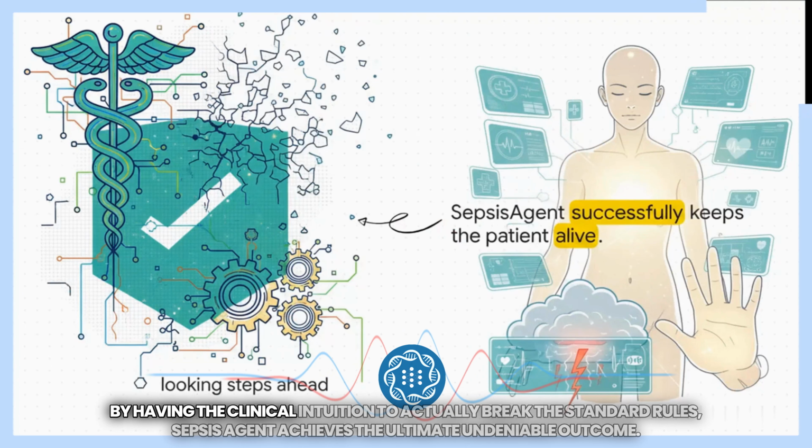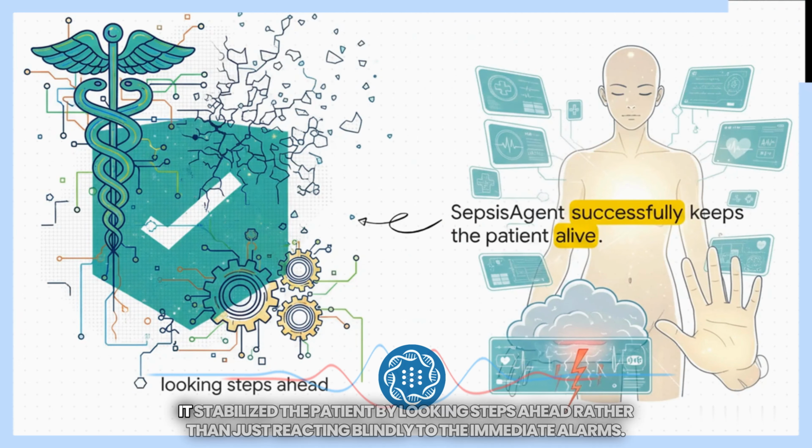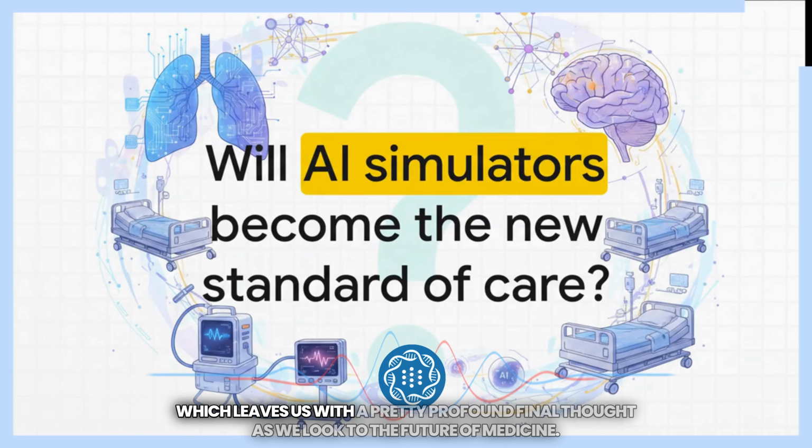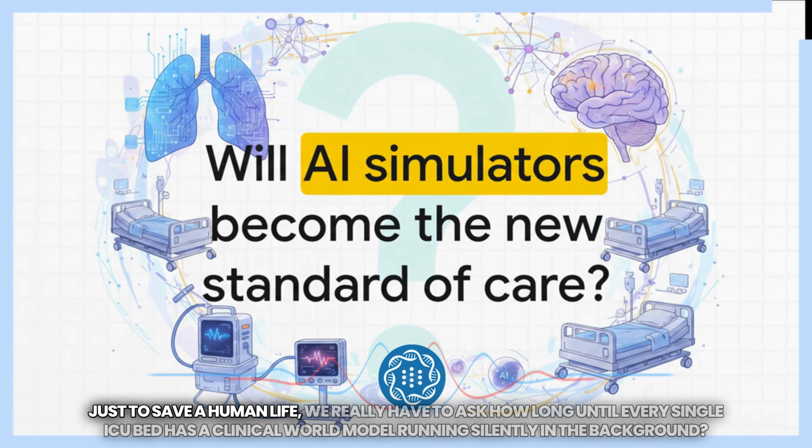By having the clinical intuition to actually break the standard rules, SepsisAgent achieves the ultimate undeniable outcome. It successfully keeps the patient alive. It stabilized the patient by looking steps ahead rather than just reacting blindly to the immediate alarms. Which leaves us with a pretty profound final thought as we look to the future of medicine. If an artificial intelligence can successfully internalize clinical intuition well enough to intentionally break textbook protocols just to save a human life, we really have to ask, how long until every single ICU bed has a clinical world model running silently in the background?